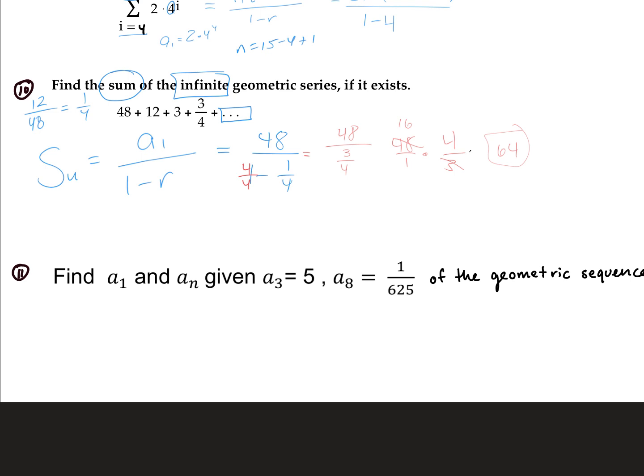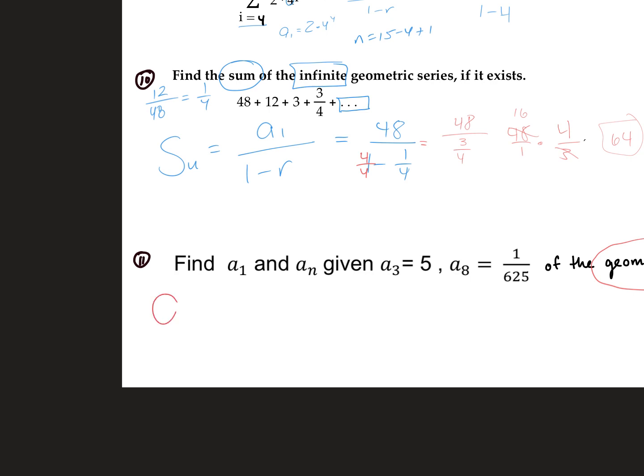All right, what is important here? What's important that they told you in this problem? Geometric. All right, so I know it's this one: the first term times the common ratio to the n minus 1, all right?